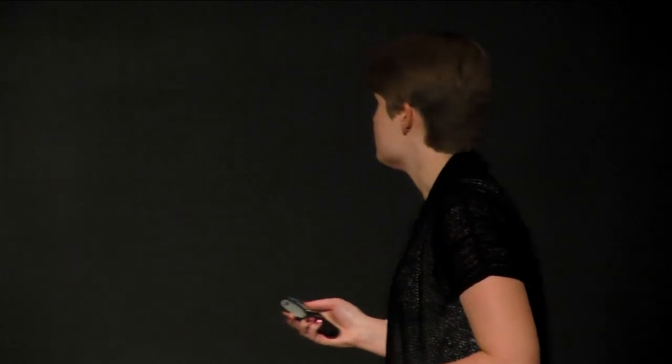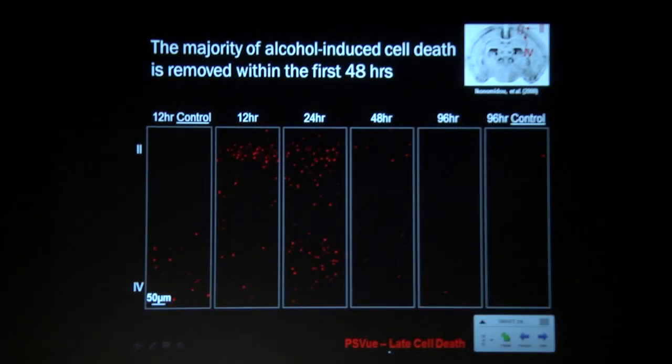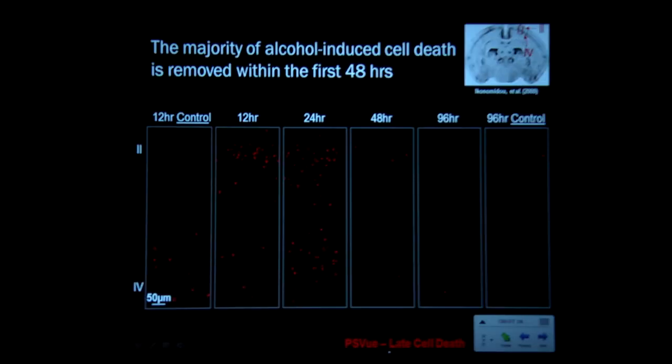Now, if we are going to monitor how long these dead cells stay in the cortex, we're going to have to find another marker of cell death that sticks around longer. Cleaved caspase 3 is only around for a very short period of time. So I chose a marker of cell death called PSVU, which we now see here in red. All of these little red dots are PSVU labeled dead cells. What we see is that, when compared to our 12-hour control, 12 hours after alcohol exposure we're already seeing an increase in dead cells in the cortex, and there's a further increase as we move from 12 to 24 hours after alcohol exposure.